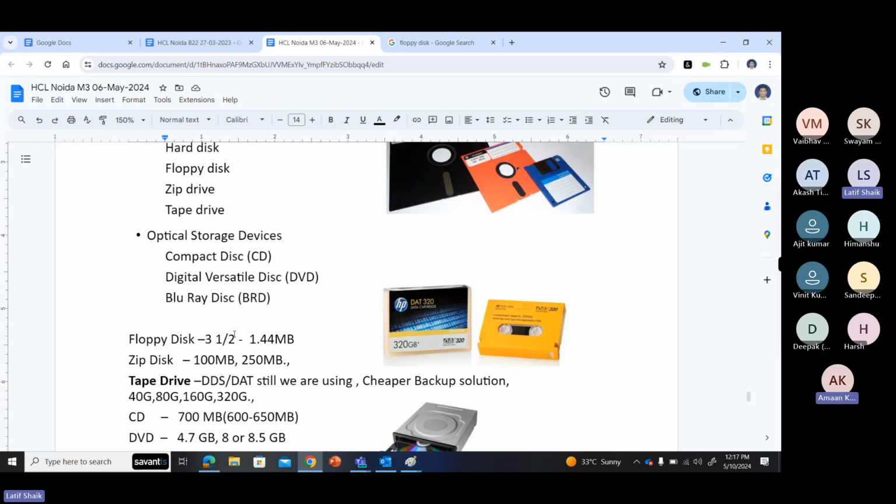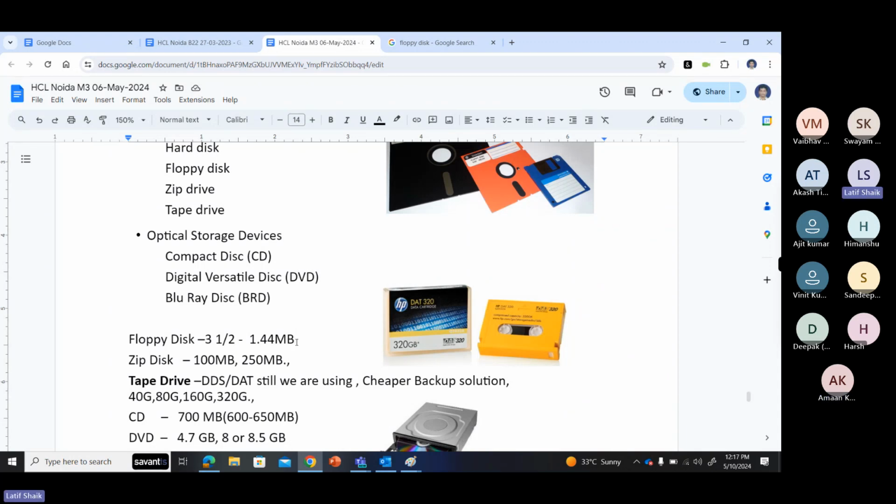The last type is the 3.5-inch floppy disk. That is the total size. We are getting 1.44 MB. Nowadays, you cannot even store a picture inside. You know, in the olden days, the entire Oxford dictionary as a text file we could store in a floppy disk. That is the power of floppy disk.